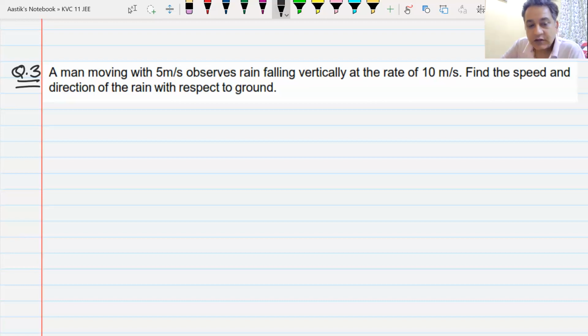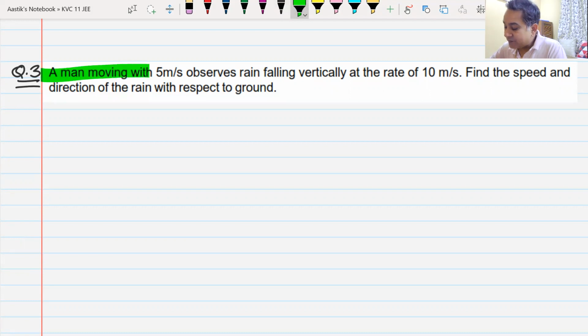Okay. Now there are two ways in which you can do this. First of all, you must understand what is the meaning of the first line. A man moving with 5 meters per second. So this is definitely velocity of man with respect to ground. So let me take ground out. This is velocity of man. That is 5 meters per second.